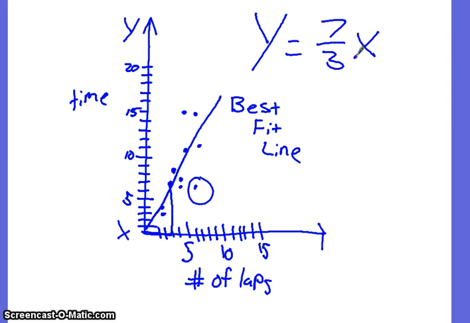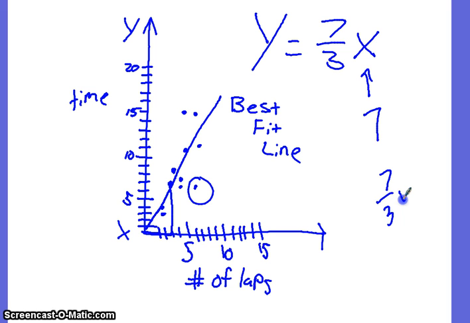Using that equation, we can figure out some information. How long would it take you on average, based on that graph, to run 7 laps? So if you replace x with the number 7, then y equals 7 over 3 times 7. So 7 times 7 is 49, over 3. So 49 over 3.